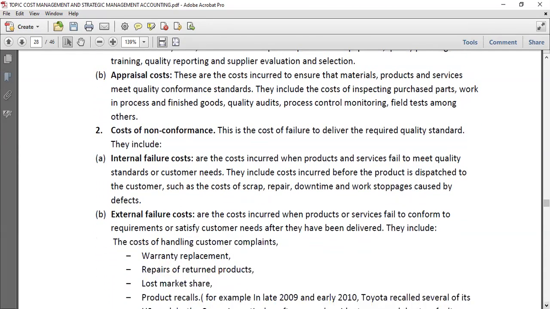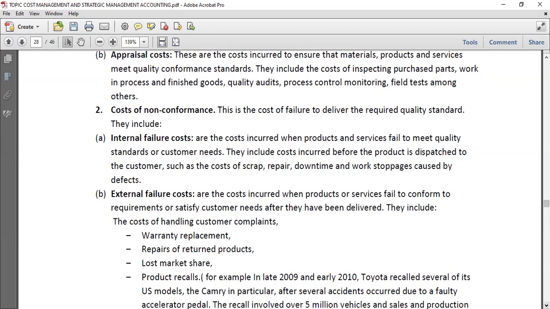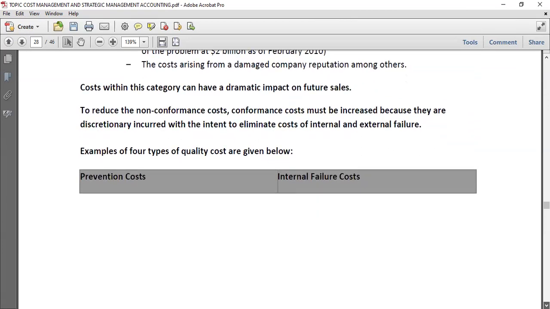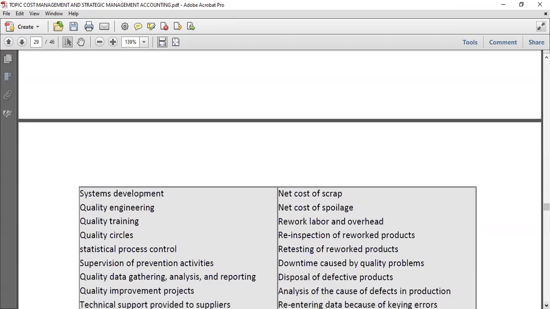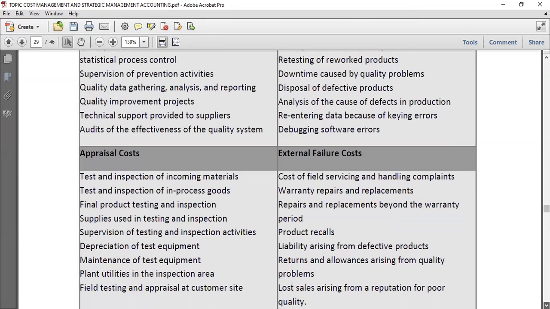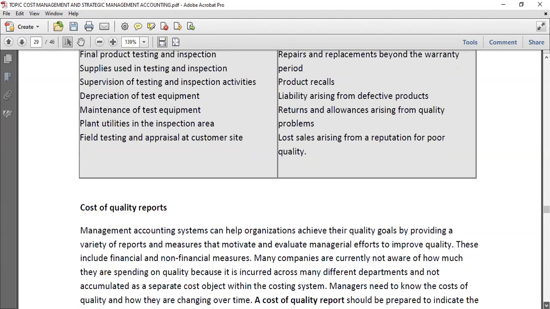And then we have external failure costs as well. These costs could include things like warranty and replacement. External failure costs are when the product has gone outside, to the customer. So as you can see, we just try to list them here: the prevention examples, the appraisal costs, and then the external failure costs as well. You can try to read more about that.